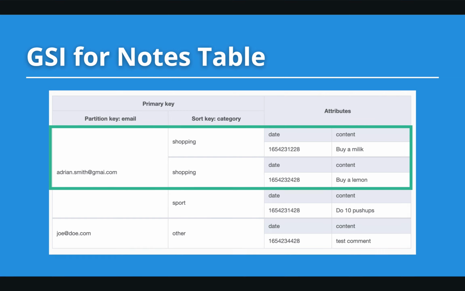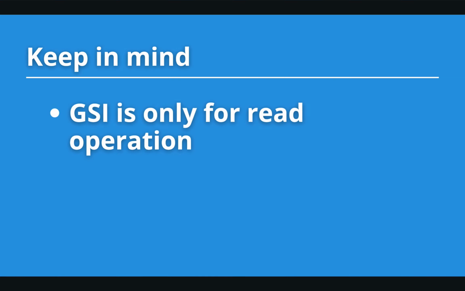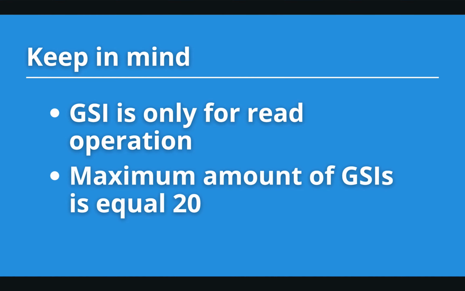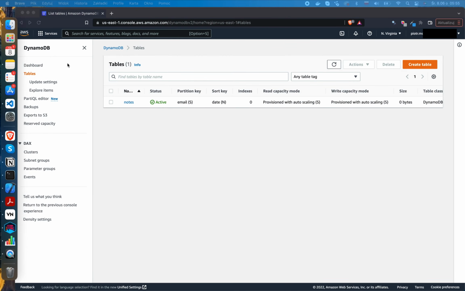Before we move to the AWS console, please keep in mind two things. Firstly, a GSI is made only for read operations. You cannot use it to update any data. If you have to update something, use the table's primary key. Secondly, you can create only a finite number of indexes. Currently, the limit is equal to 20 GSIs. Now is the time to see an example of how to create a GSI.